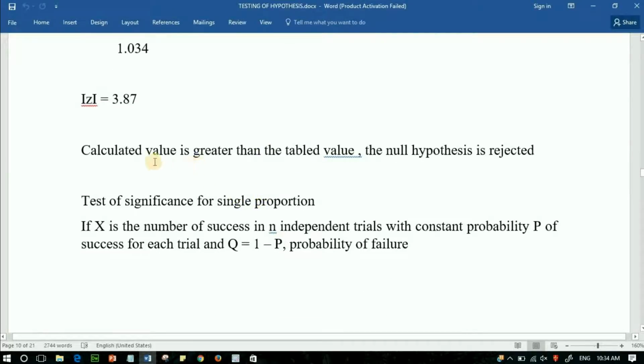The second part: this corresponds to the mean. First we discussed whether there is any difference between the population mean and the sample mean. Second, we discussed whether there is any difference between the two population means.